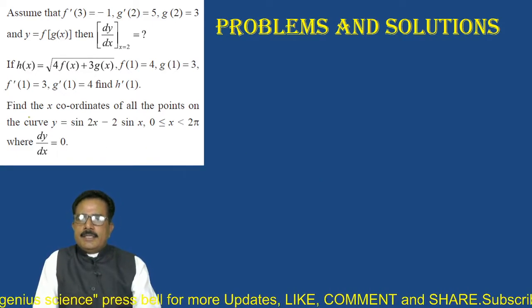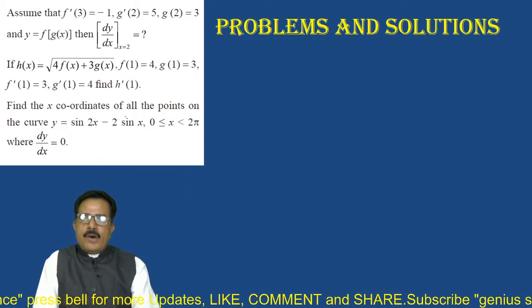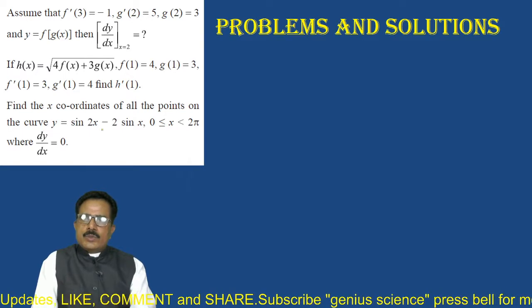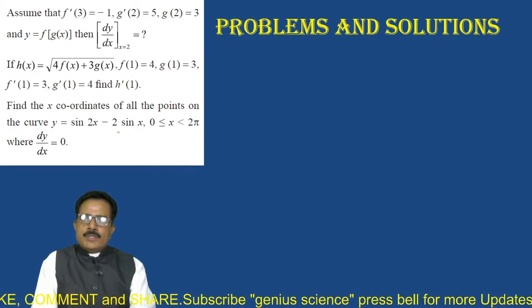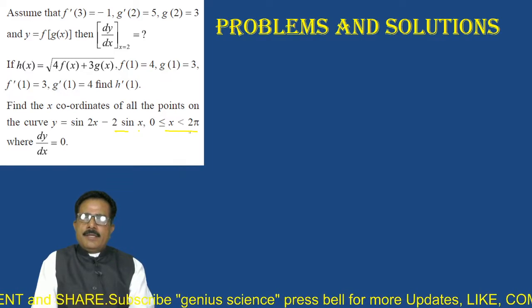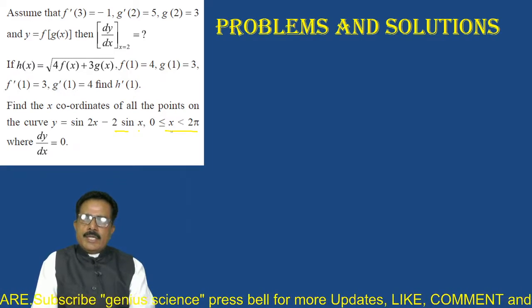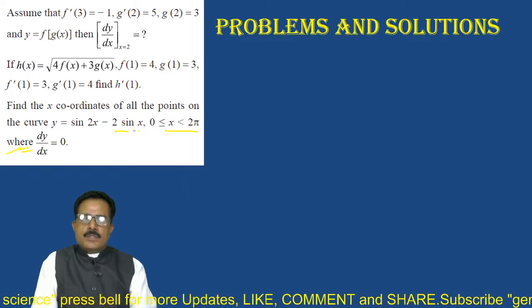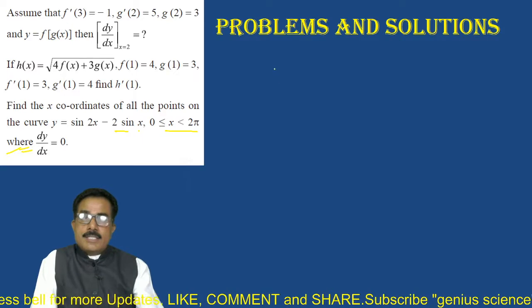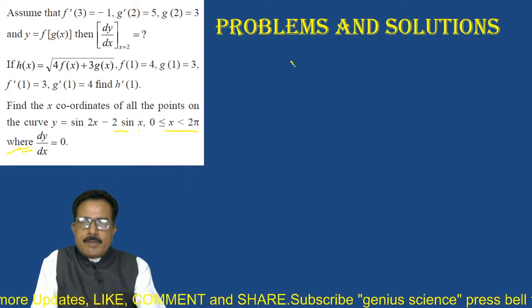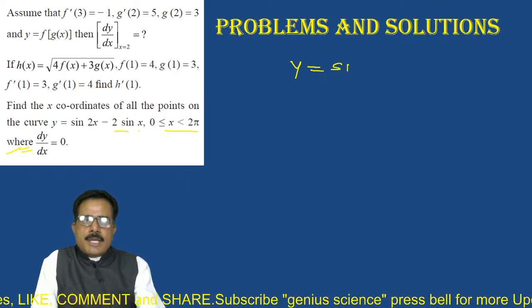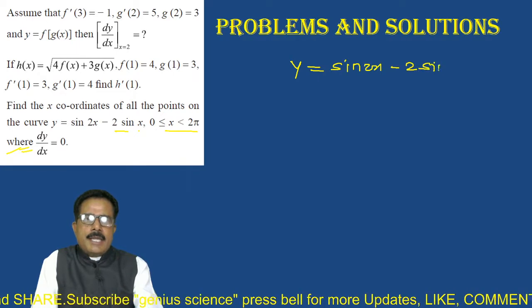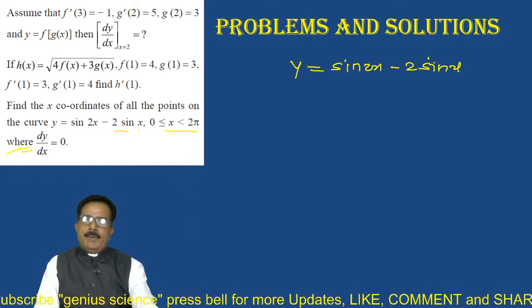See here, find the x coordinates of all the points on the curve y equals sin 2x minus 2 sin x, where x is between or including 0 to 2 pi. Also we are given the condition dy by dx equals 0. Now solve this. This is also one of the important problems. y equals sin 2x minus 2 sin x. Okay, this is our problem.